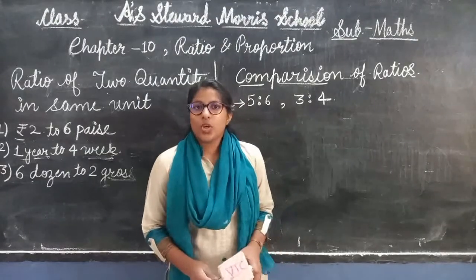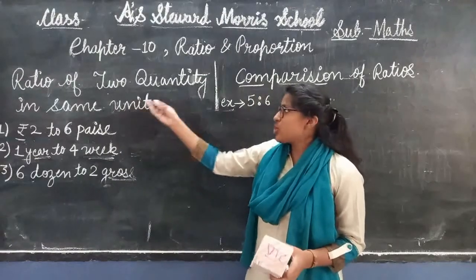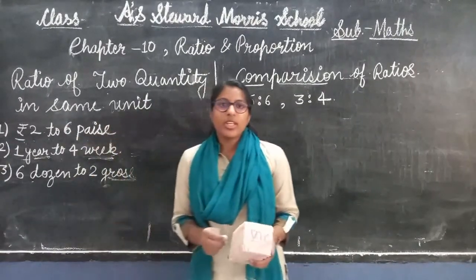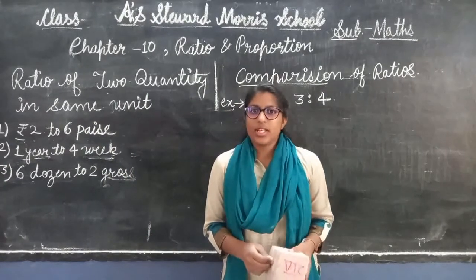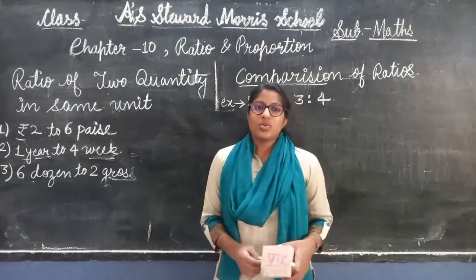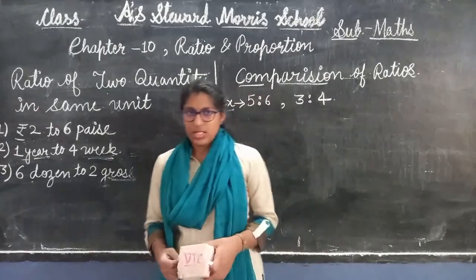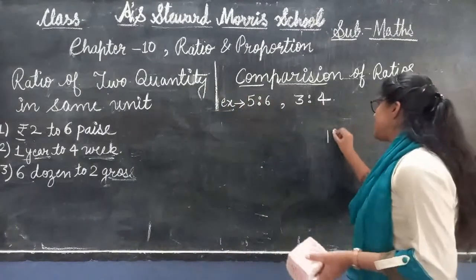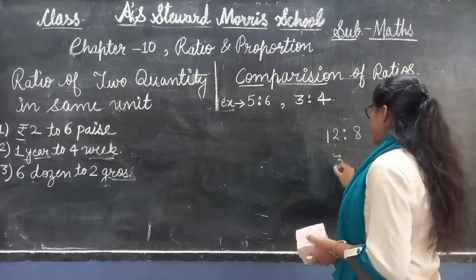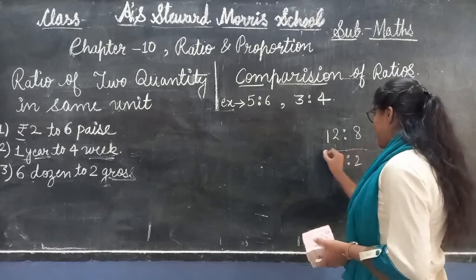Let us start the new topic, that is ratio of two quantities in the same unit. We can form the ratio easily if I am telling you one student gets 12 marks and one student gets 8 marks. In that situation you can easily write 12 is to 8, and if you simplify that you get 3 is to 2. Easy going.